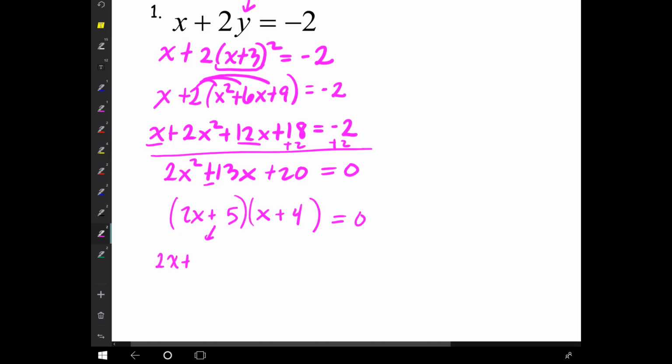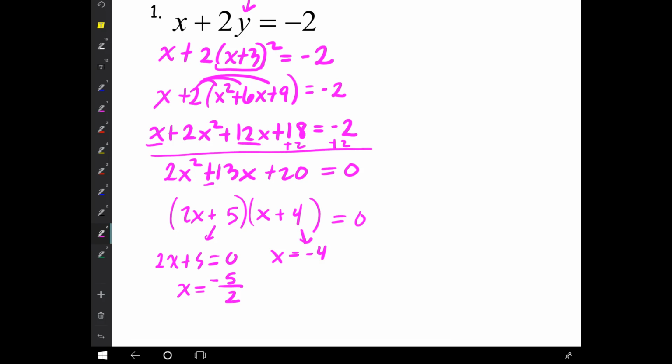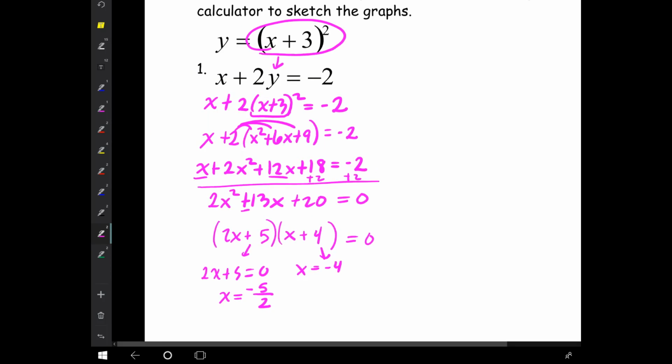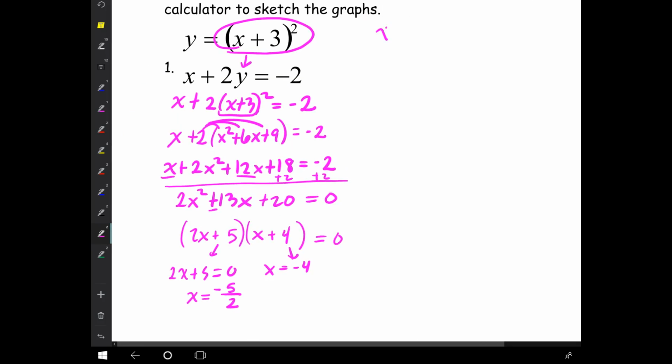So I have x plus 4 equals 0, x equals negative 4 for this one, and then for 2x plus 5 equals 0, subtract 5 and divide by 2, and we get x is equal to negative 5 halves. So what this means is that I have two answers for x. So I'm going to plug in and find what would be those points of intersection. What's the corresponding y value when x takes on both of these values? So looking up at the top here, when x is equal to negative 4, what is the correlating y value? So I would plug that in.